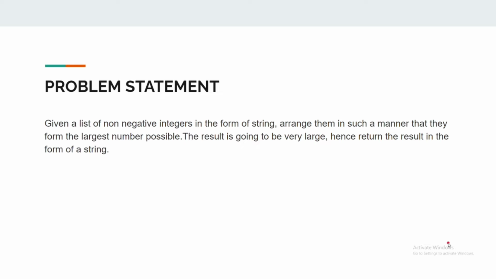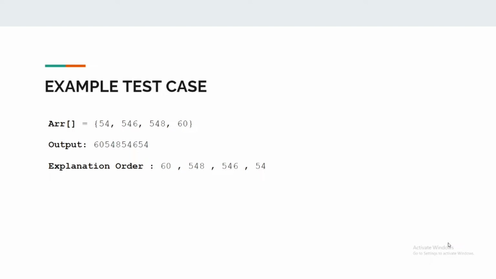So now let's talk about an example test case. We are given an array that consists of 4 elements, that is 54, 546, 548 and 60. So if we require a single output that should give us the largest value out of these, so that will be 60, 548, 546 and 54.